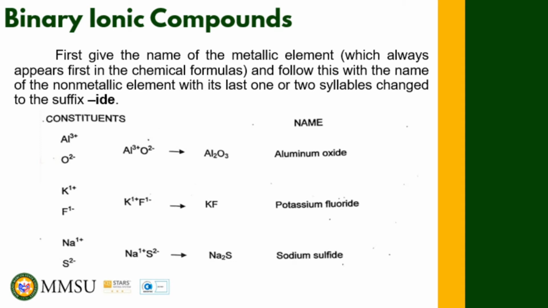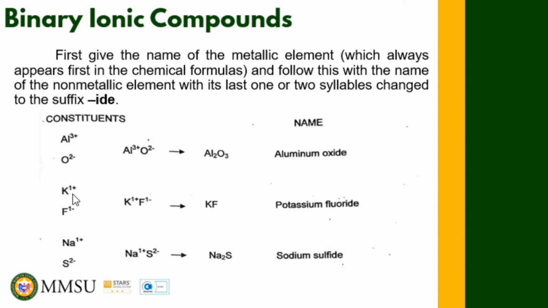So, let's have an example. We have here Al 3 positive and O 2 negative. So, combining and doing the cross method, we have Al2O3. And sabi natin kanina that yung metal is named by giving its name. So, yung metal natin dito is aluminum and yung non-metal is oxygen. So, aluminum and then oxygen, palitan natin yung last syllables to ide, so naging oxide. Yung root word kasi ng oxygen is ox.